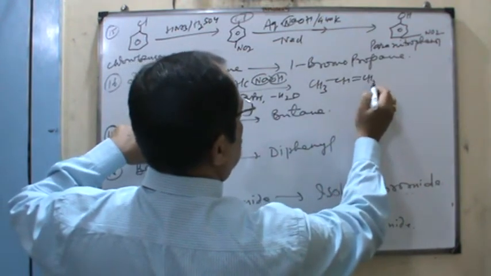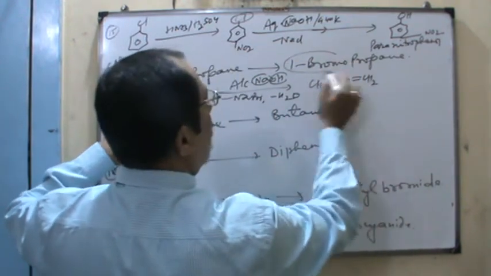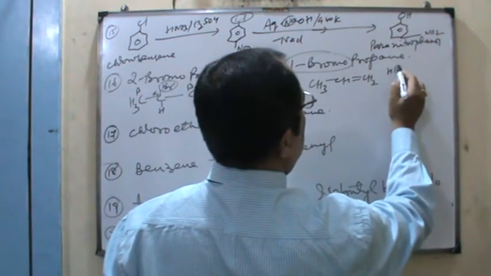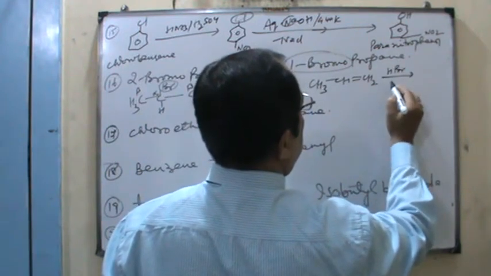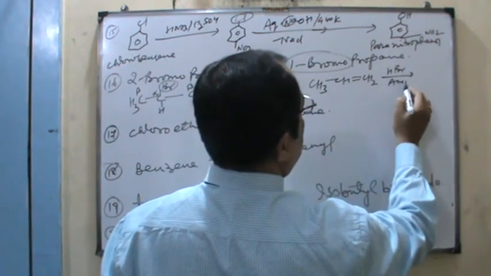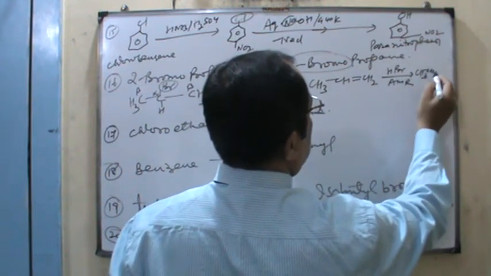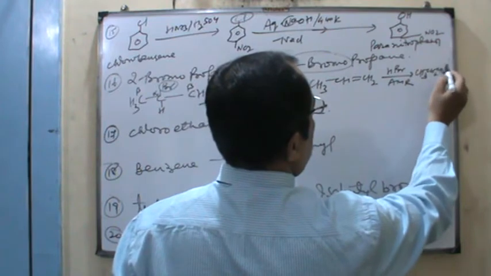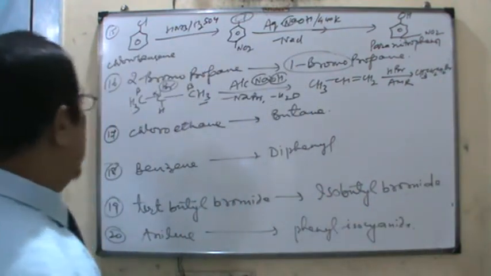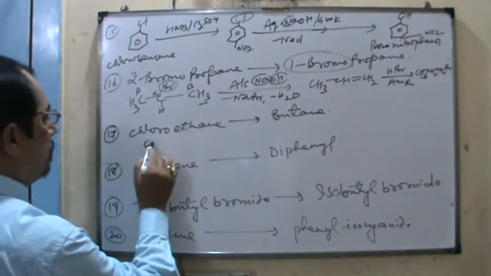CH3CH=CH2. Now we have to get 1-bromo. So tell me, where will we apply HBr? The anti-Markovnikov rule and peroxide effect. Then it forms CH3, CH2, CH2 and Br.